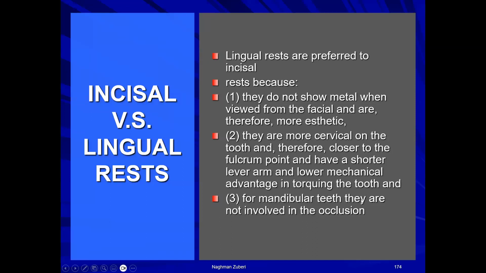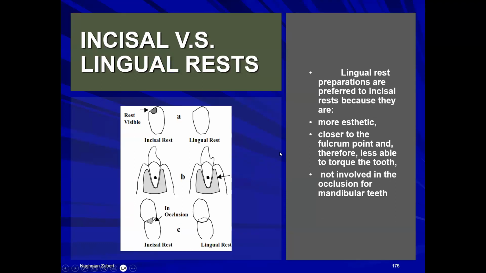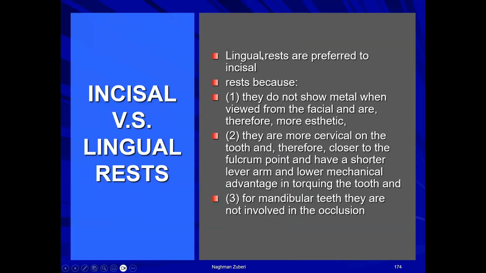At times a question could be asked for the anterior occlusal rest seats: why don't we go for the incisal area seat? Why do we have to make it on the lingual or on the cingulum? There are various reasons. Lingual rest seats are preferred. They do not show metal when viewed from the facial area, therefore they are more aesthetic. They are placed more cervically on the tooth.